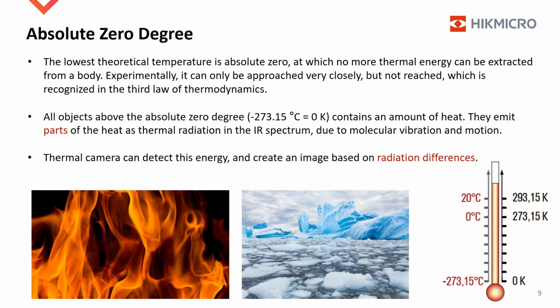A term, absolute zero degree, is 0 Kelvin. It is the lowest theoretical temperature. A body of 0 Kelvin means no thermal radiation to the outside. Experimentally, it can only be approached very closely, but not reached. Never ever. 0 K equals -273.15 degrees Celsius. All objects above it have to emit parts of the heat as thermal radiation in the IR spectrum. A thermal camera can detect this energy and create an image based on radiation differences.